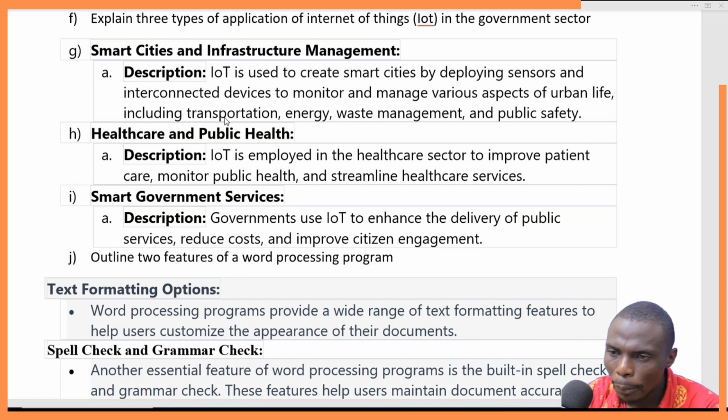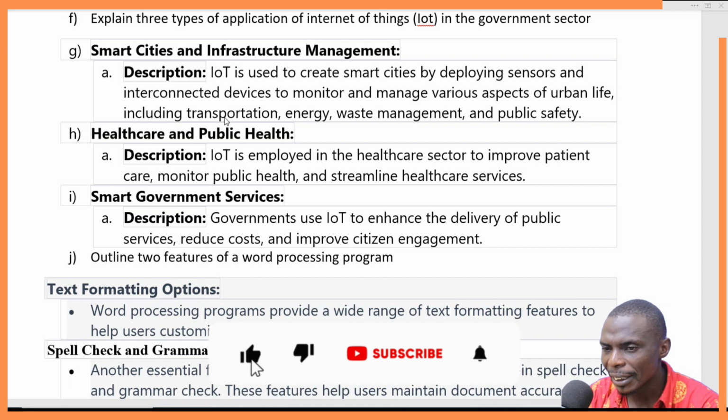Then here we talk about outlining 2 features of a word processing program. So the first feature of a word processing program will be text formatting options. A word processing program provides a wide range of text formatting features. These features generally help us to customize the appearance of our document. We could talk about text formatting, things like bold, italics, things like that.